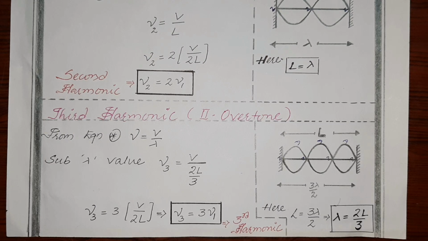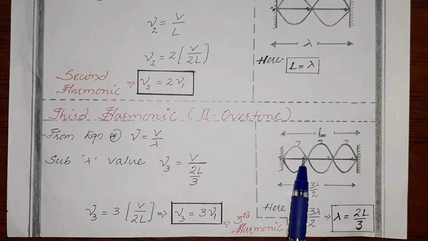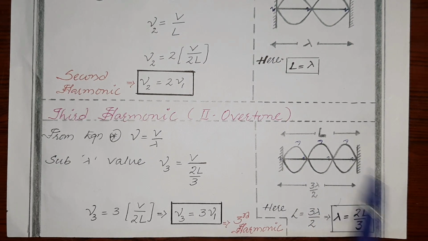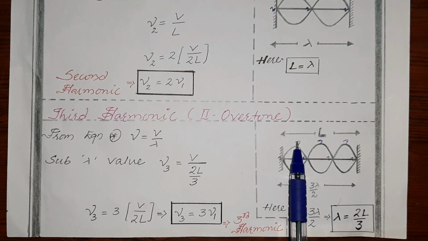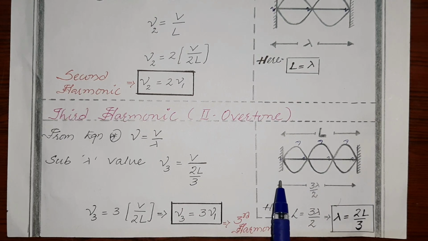Now, to observe the third harmonic, I have taken the same string with same length capital L. Now, if I make the disturbance at the midpoint of the string, the progressive wave starts traveling towards the rigid support. Again they reflect back and form stationary wave. In this case, 4 nodes are formed. The first is here, second is here, third is here, and the last one is here. And 3 antinodes are formed, 1, 2 and 3. Now, in this case, the wavelength is written as 3 lambda by 2.